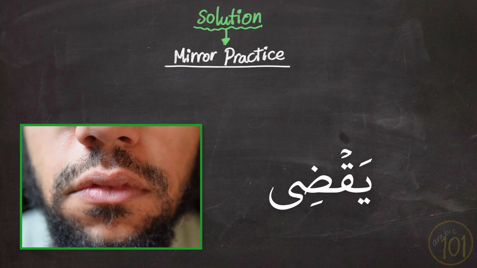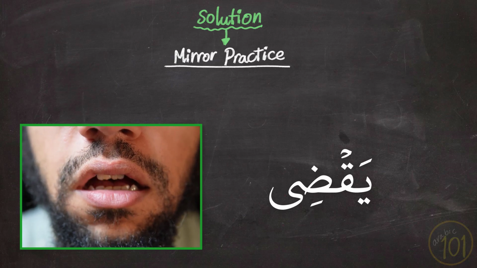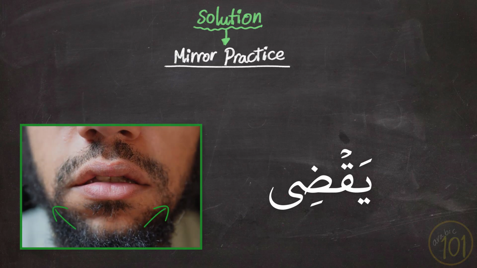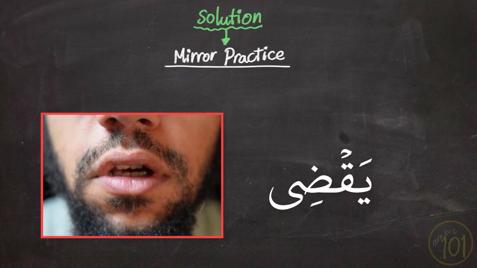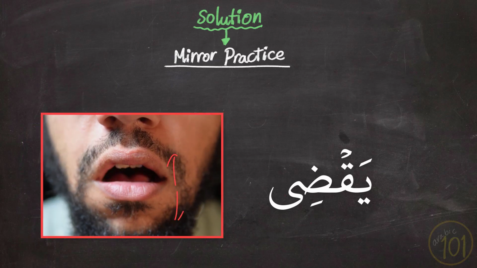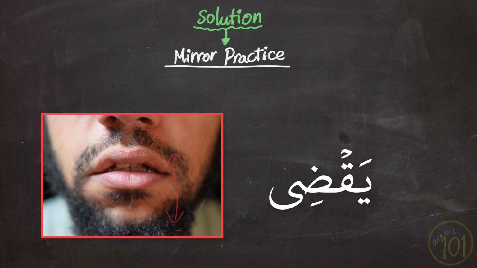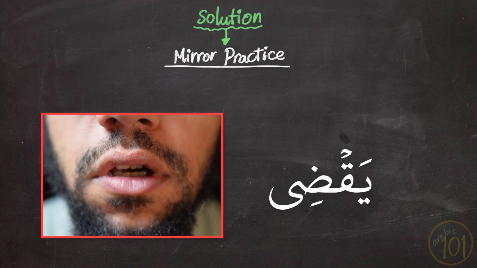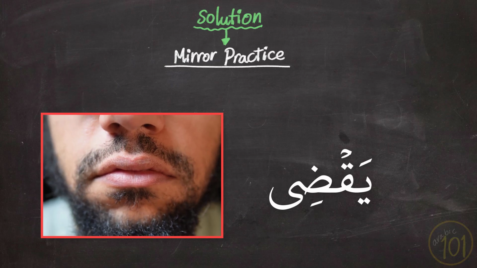يقضي. Since the jaws didn't move apart when pronouncing the qaf. But in the wrong version, we see that the jaws opening a bit, which causes the qaf to have a hint of fatha. يقضي. Which is of course a mistake.